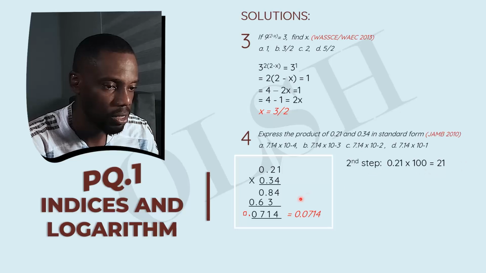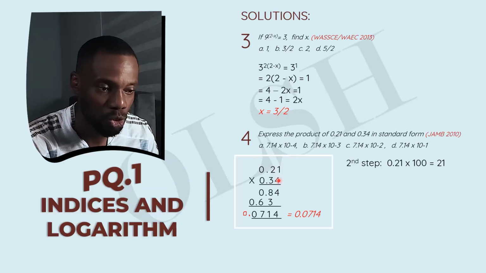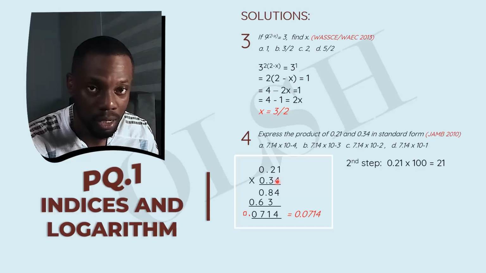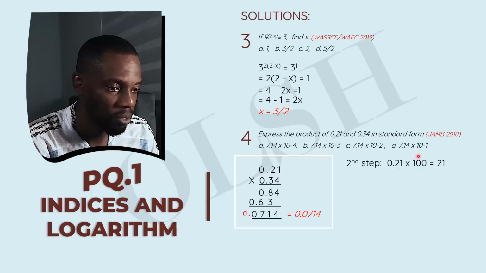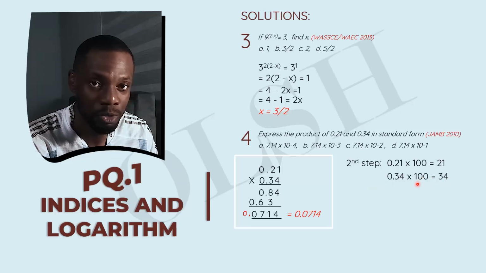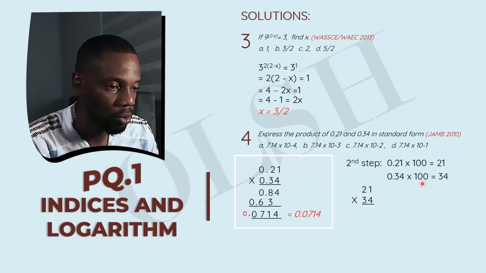All right, but another way we can approach this question would be to convert this number to a whole number by multiplying them by 10 raised to power any number that would make it a whole number. Okay, so we have for the first one 0.21 times 100, which is 10 raised to power 2. So if we do this multiplication, we're going to have 21. And then for 0.34, same thing, we're going to have 34 if we multiply by 10 raised to power 2, which is 100. So what we do next is we multiply 21 and 34.